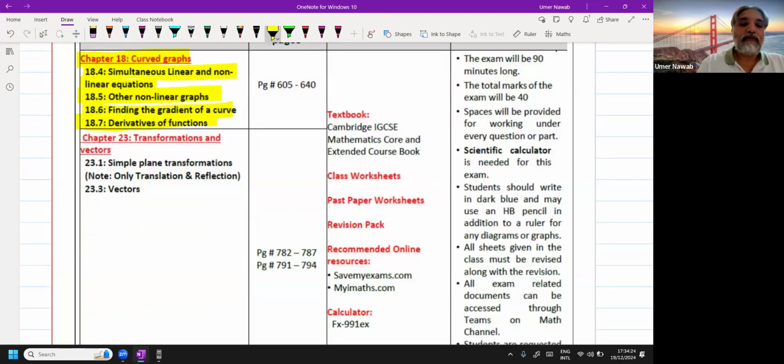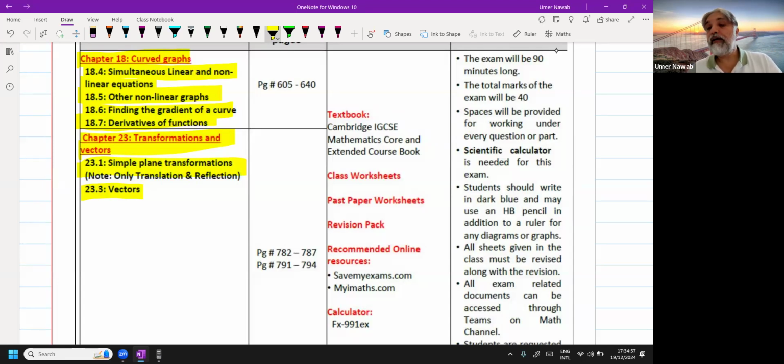Then guys, we have transformations and vectors. Vectors is coming fully: the magnitude of a vector, position vector, and the geometry of vectors. These concepts will be tested in the exam. However, in transformations, this is half, transformation coming to your exam, in which we are going to test your skills in translation and reflection.